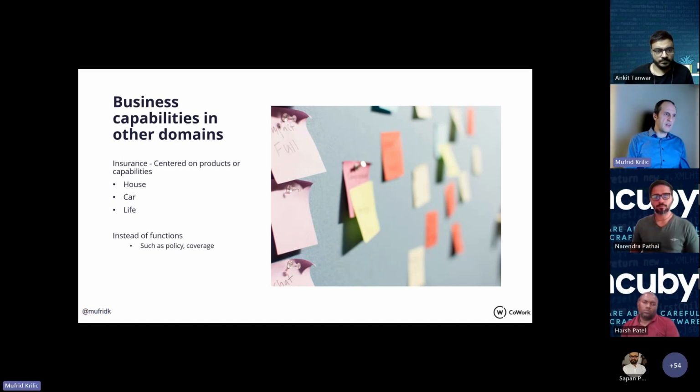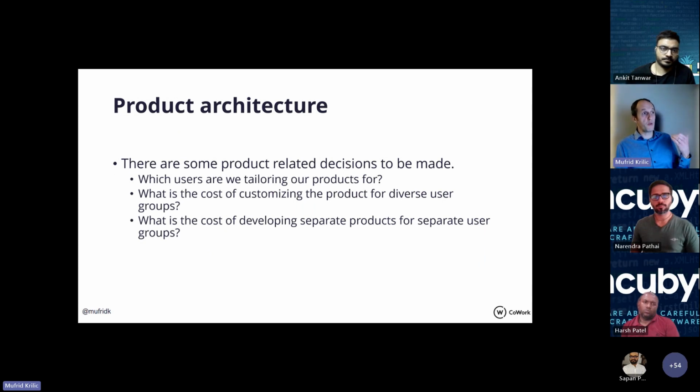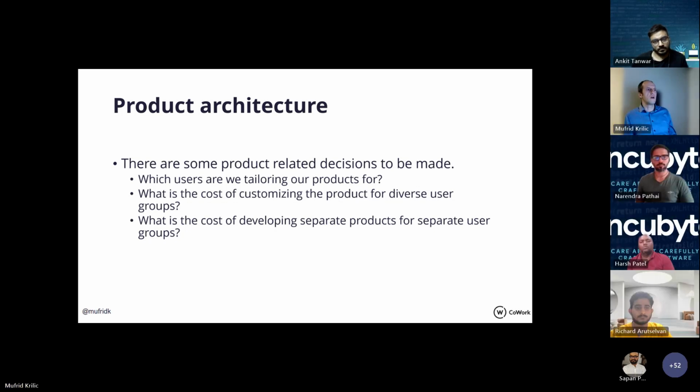And I mentioned that there are product architecture ramifications here. Once you realize that business capabilities are something to be modeled around, then we ask some questions that we take to our product leadership. So, which users are we tailoring our products for? Are we tailoring towards psychologists, psychiatrists, or physicians on somatic? And how are we going to customize one product for different business capabilities, or are we going to develop separate products?